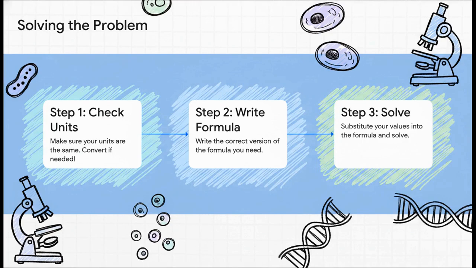Step 1, and this is the one that catches so many people out, check your units. If your image size is in millimeters and the actual size is in micrometers, you have to convert one of them so they match. If you don't, you'll get the answer wrong. Guaranteed. Step 2, write down the correct version of the formula you need. And step 3, just plug in your numbers and solve.